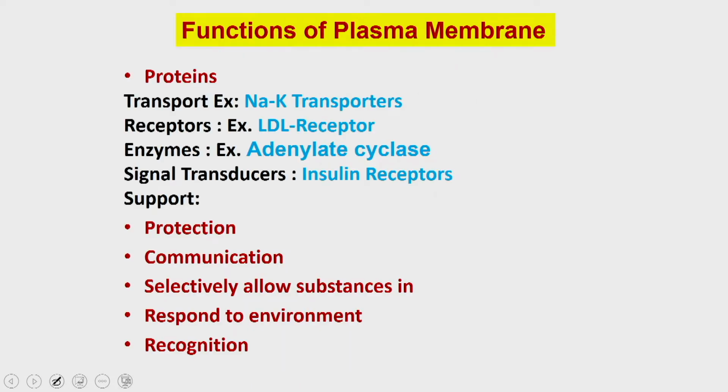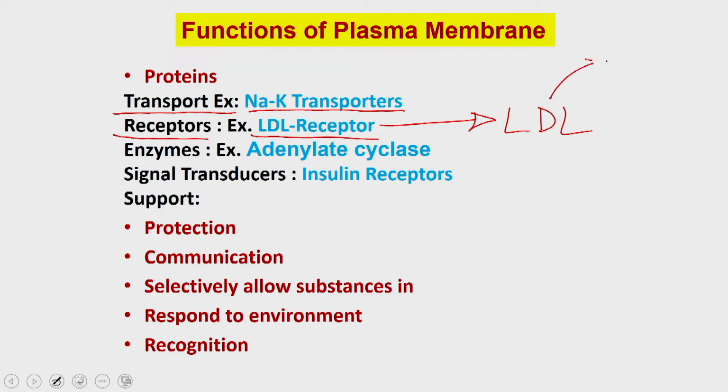As for the function of the plasma membrane, the proteins present on the plasma membrane work as transporters. The classical example is the sodium potassium transporter. Then it also has receptors. As I said, a receptor could be for receiving food particles. The classical example is the LDL receptor, which takes up LDL from the blood and does the recycling of the LDL receptor from the surface to inside the cell, and so on.